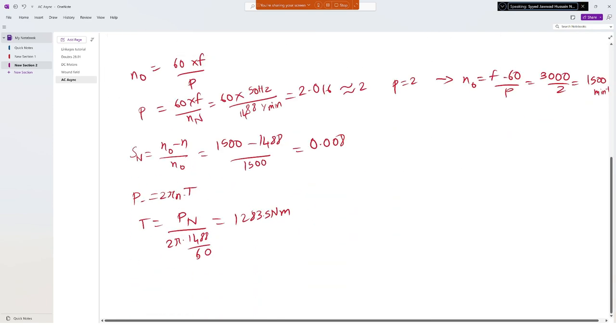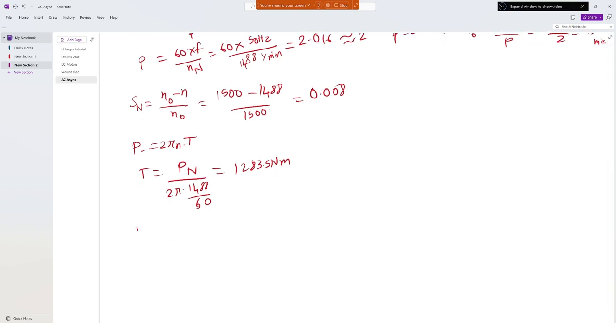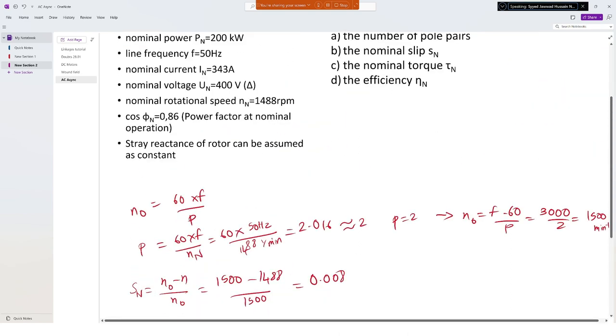Efficiency. What is efficiency? It's output over input, always. Never make that mistake of having input over output. Unless it is volumetric efficiency in hydraulics, then be careful. So, P mechanical over P electrical. P mechanical is P nominal. P electrical is UN IN cos phi. Okay?